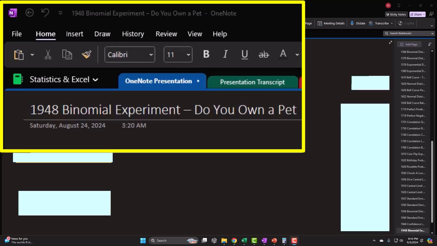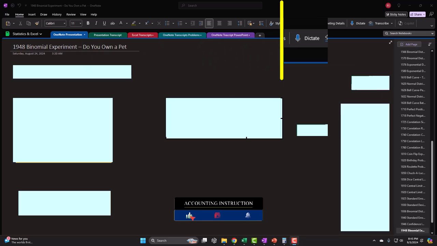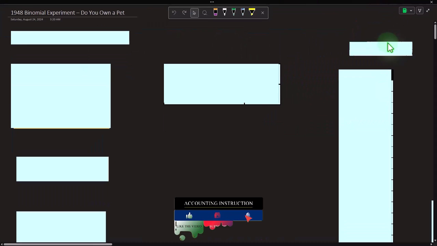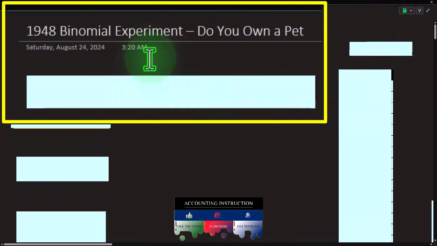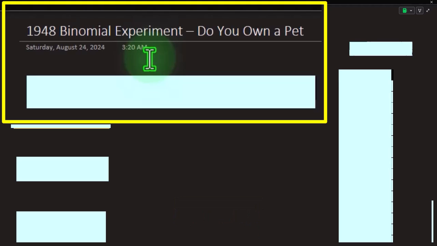If you have access to this OneNote file, we're currently in the OneNote presentation section 1948, binomial experiment, do you own a pet tab, looking at a scenario similar to recent example problems, except this time we've got the binomial experiment, by of course meaning two, which we will get back to shortly. However, first, a quick recap of our general scenario.